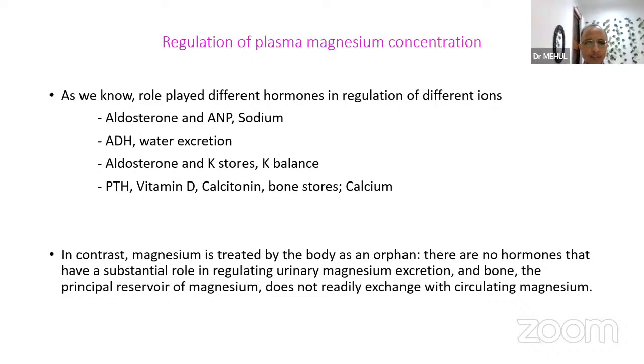In contrast, magnesium is treated by the body as an orphan. There are no hormones, unlike the hormones associated with the above cations, that have a substantial role in regulating urinary magnesium excretion, and bone, the principal reservoir of magnesium, really does not readily exchange with the circulating magnesium. So unlike the remaining 3 cations, magnesium is a bit different and considered to be an orphan cation.